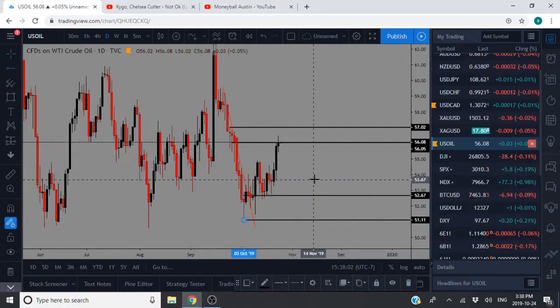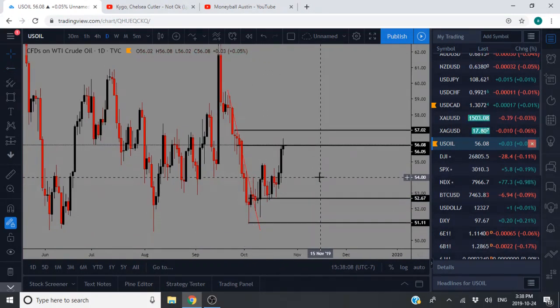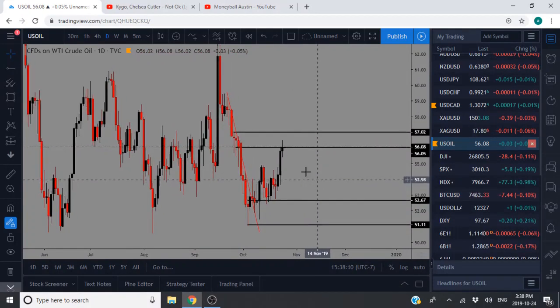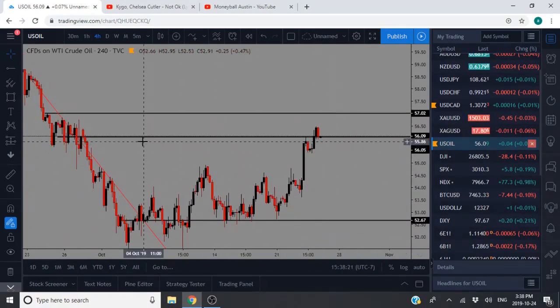And then here was the pullback that you could have caught. I didn't. I tried to catch it on a smaller time frame, but I couldn't get an opportunity to get in. So with price now sitting inside daily drop-base-drop supply, it's a very nice supply zone. Let's go to the 4 hour. We can start looking for selling opportunities.